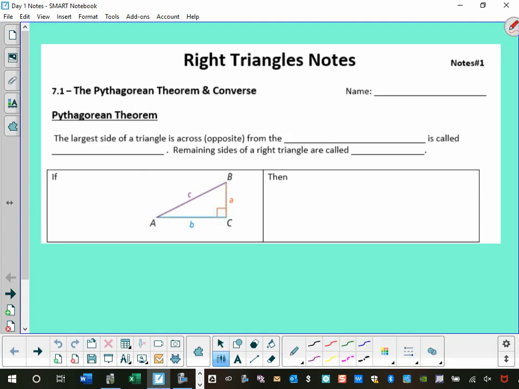All right, so the Pythagorean theorem means the largest side of a triangle is across from the right angle, which is called the hypotenuse. You absolutely need to know what that word is and what it means. The remaining sides of a right triangle are called the legs.